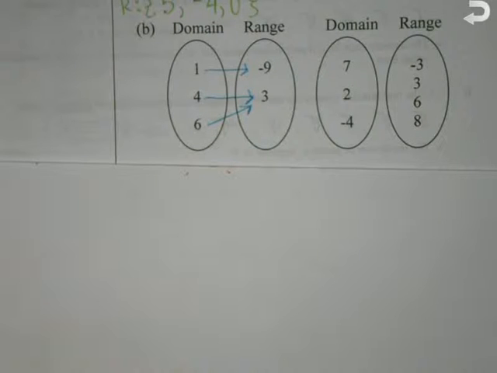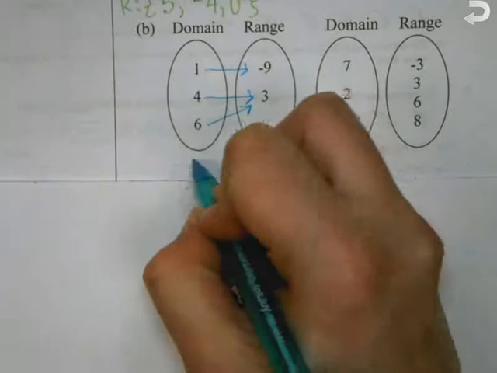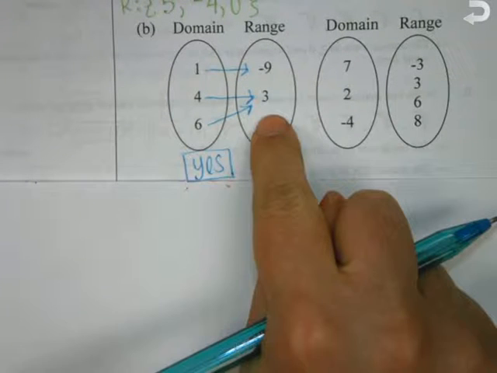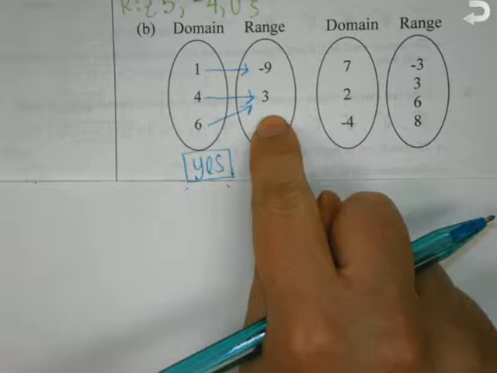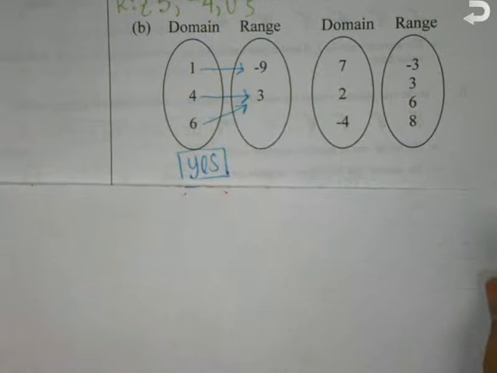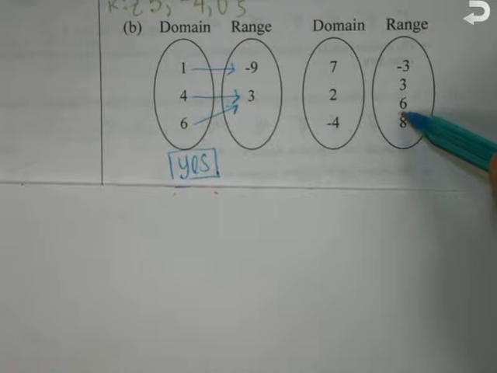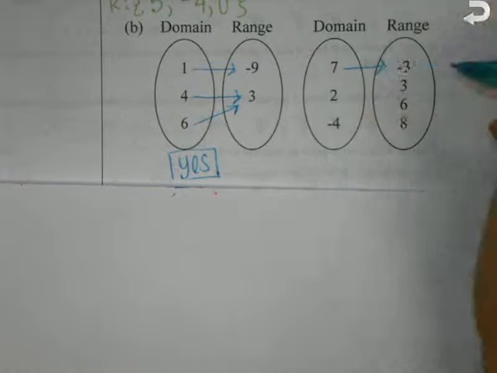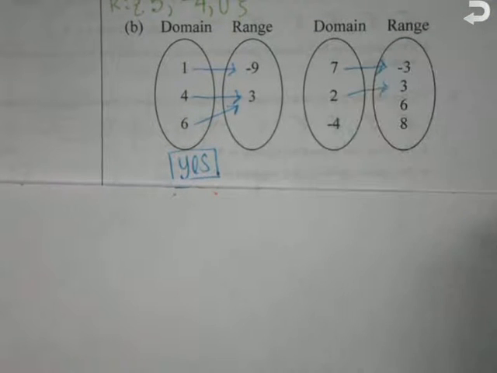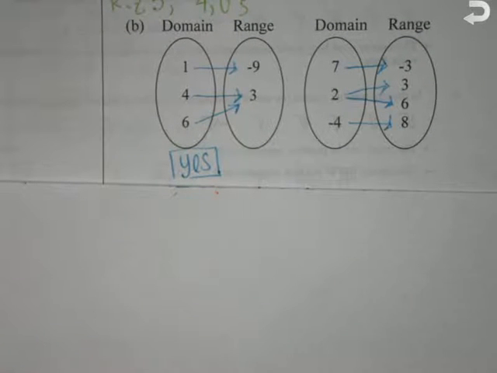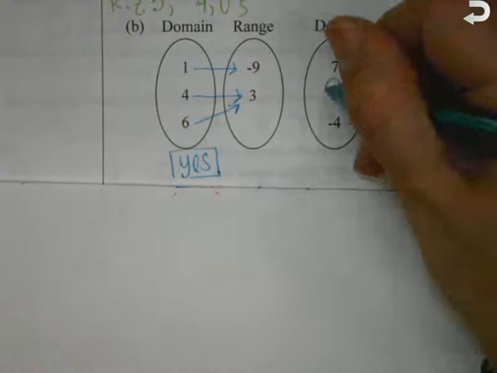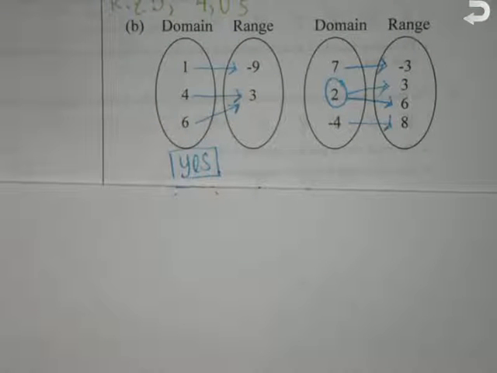Is this a function? Yes, it is. Because each domain has only one element in the range. Okay, so each domain has only one thing in the range. Let's look at the second one. I'm pairing 7 with -3, 2 with +3. I'm also going to pair 2 with 6, and -4 with +8. Is that a function? No. Why? Yeah, because that 2 has how many y's? 2. It has 2 y's. That's not allowed. So this is not a function.